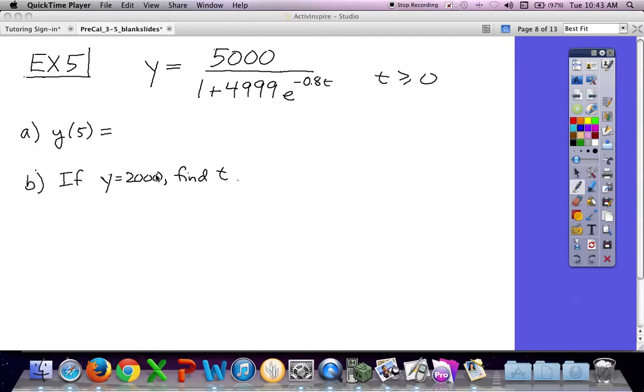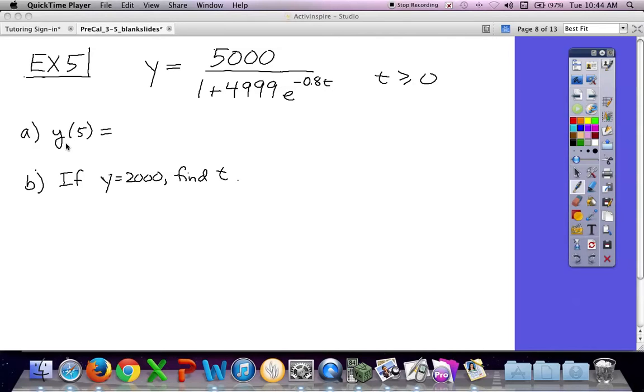This is example 5, and if you look at the models we were given, this is actually the logistic growth model. It says, on a college campus of 5,000 students, one student returns from vacation with a contagious flu virus. The spread of the virus is modeled by that equation, where Y is the total number of infected after T days. So first, how would we find how many people are infected after 5 days?